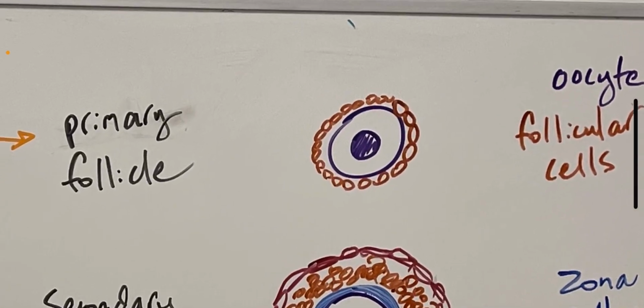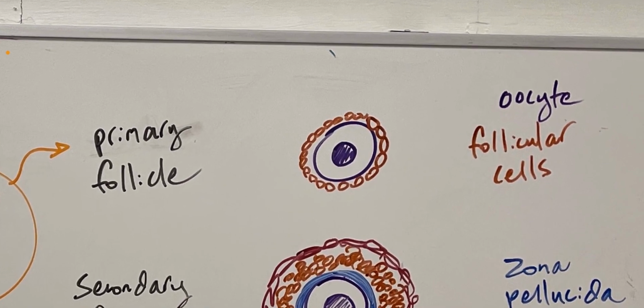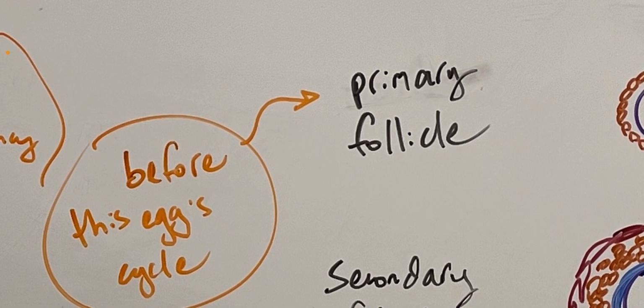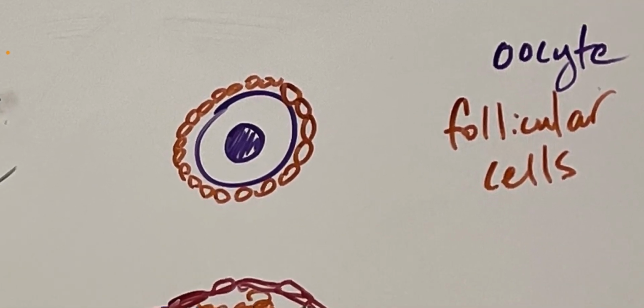So it starts off, you have all of these immature primary oocytes that are hanging out in the ovary. Now, about 6 months before this oocyte's menstrual cycle, a couple dozen of these oocytes are going to be recruited to develop, and they're going to form this primary follicle. Now, keep in mind, this is happening way before that oocyte's menstrual cycle, almost 6 months. And this is what this primary follicle looks like.